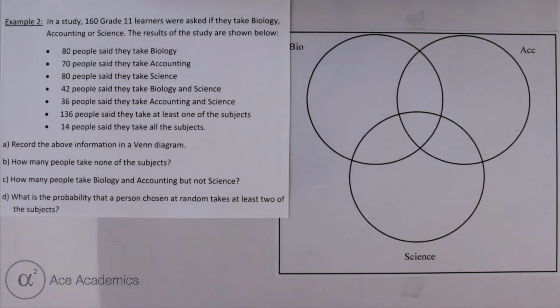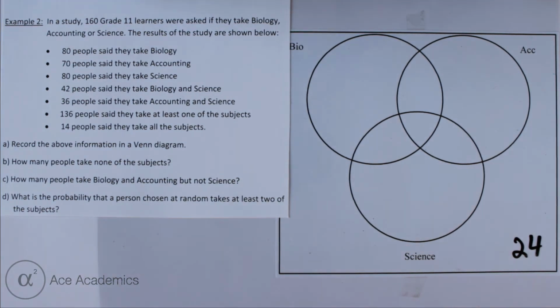Now, when starting with the Venn diagram, it's important to start with the people that appear outside of all the circles. So the people that are basically left out and do not take any of the subjects. Which of the above points indicate the people that do not take any of the subjects? Well, the second last point says that 136 people take at least one of the subjects. That means that 160 minus 136 people take none of the subjects. Therefore, 24 people take none of the subjects.